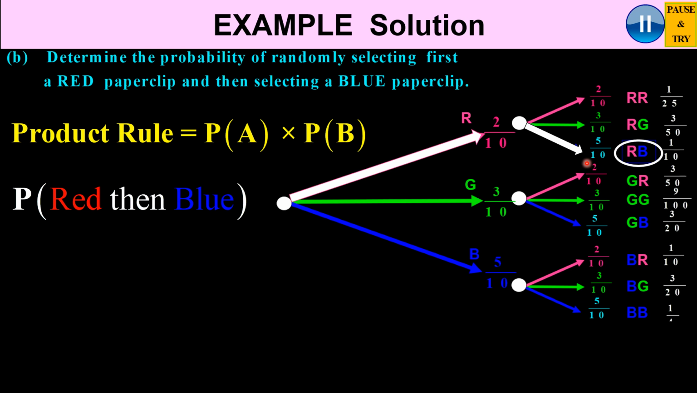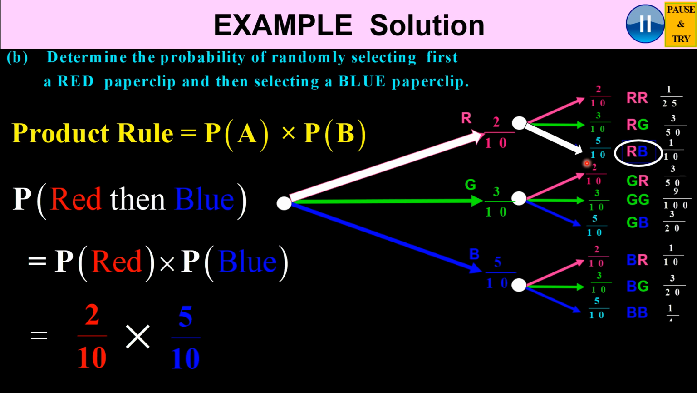And what is that there? That is going to be 2 over 10 times 5 over 10. Probability of red times probability of blue, 2 over 10 times 5 over 10. It gives me 10 over 100, which is 1 over 10, which obviously is 10%. Right, so there I've calculated that one.